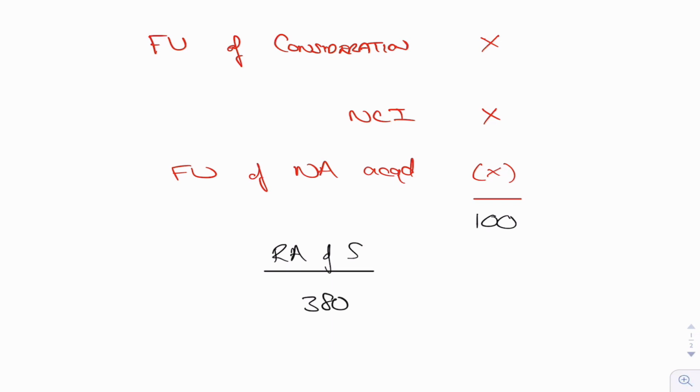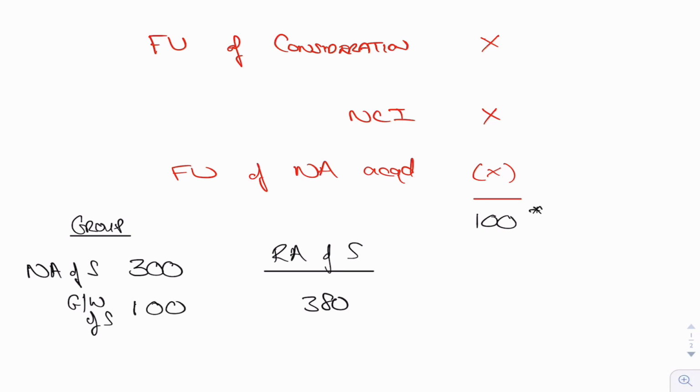Now, what I've got to do is think about my group accounts. In group accounts, I need to know the net assets of S. And remember, we control all of it, so we bring it all in. So let's say the net assets of S was 300. And then I've calculated goodwill, so I know that I've got goodwill of S at 100, haven't I? Over here, look.